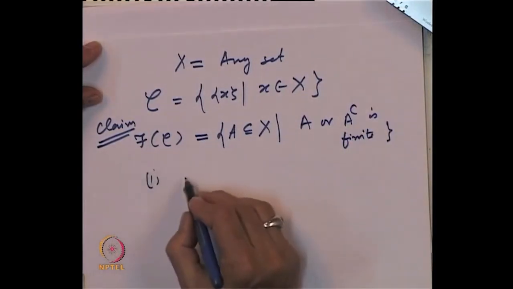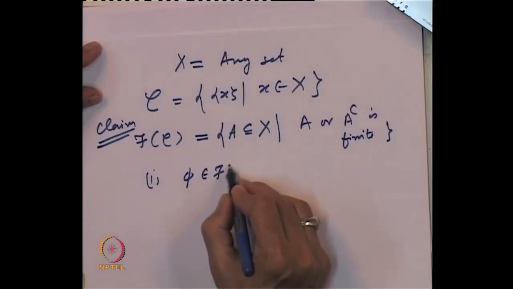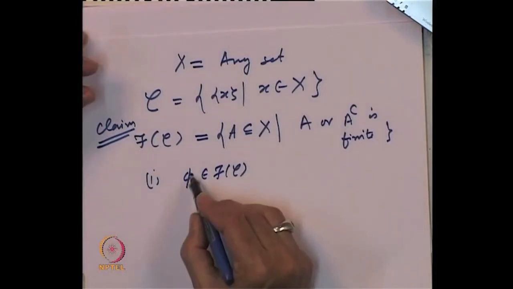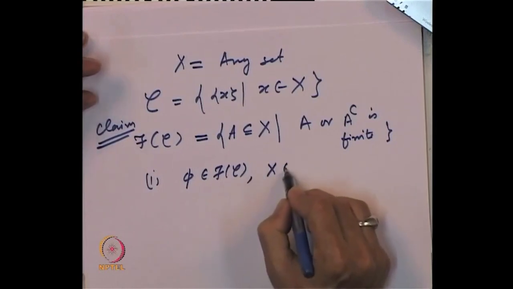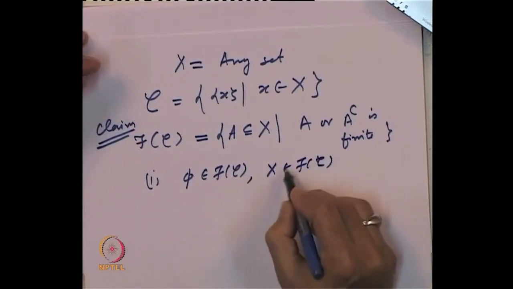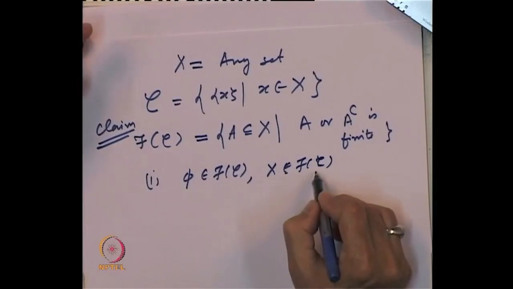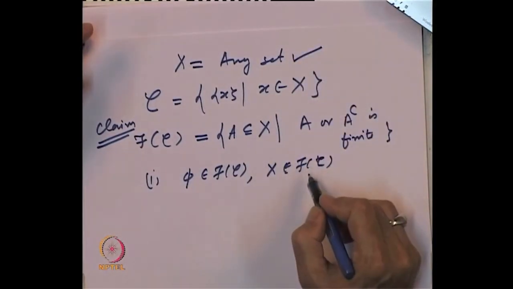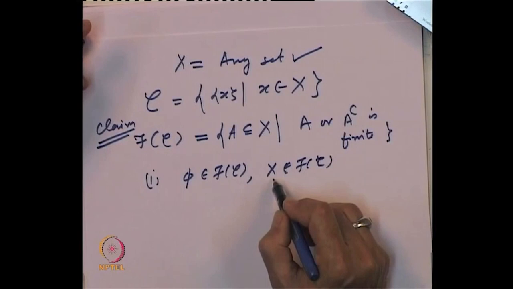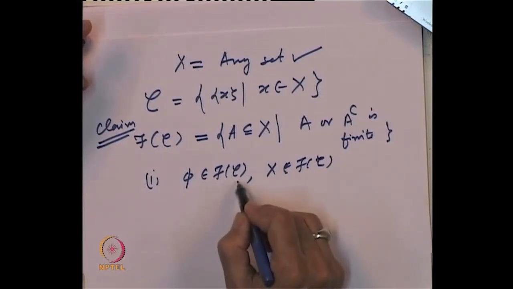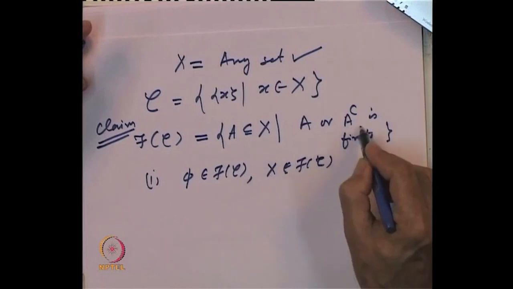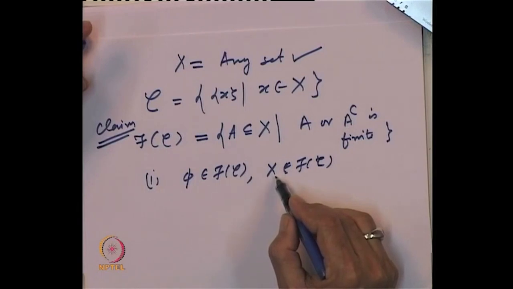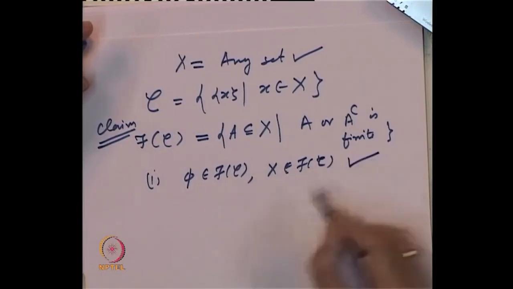So, let us observe. Does the empty set belong to F of C? Yes, because by definition the empty set is a finite set. Does X belong to F of C? For X to be an element of F of C, either X should be finite, which we do not know, because it is any set. It may or may not be finite, but we know its complement, which is the empty set, is finite. So, by the second criterion, A or A complement, X may not be finite, but its complement is the empty set, which is finite. So, this property is true.